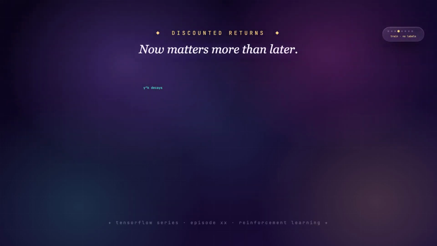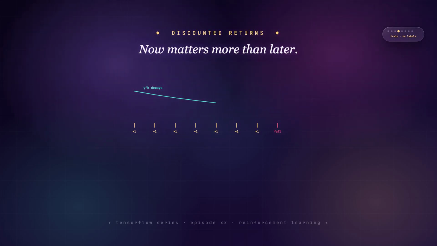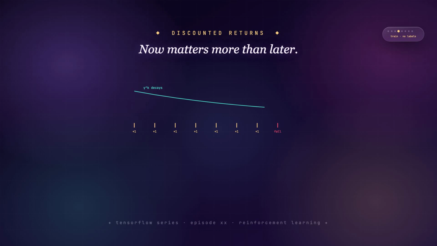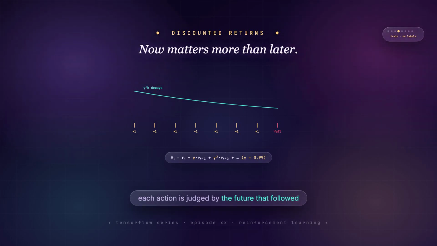One refinement. When the pole finally falls, the actions right before the crash deserve more blame than the ones at the very start. So we use discounted returns. A reward now counts fully, but a reward far in the future is multiplied by gamma, a number just under 1, again and again. Rewards soon matter more than rewards later. Each action is judged by the discounted future that followed it.